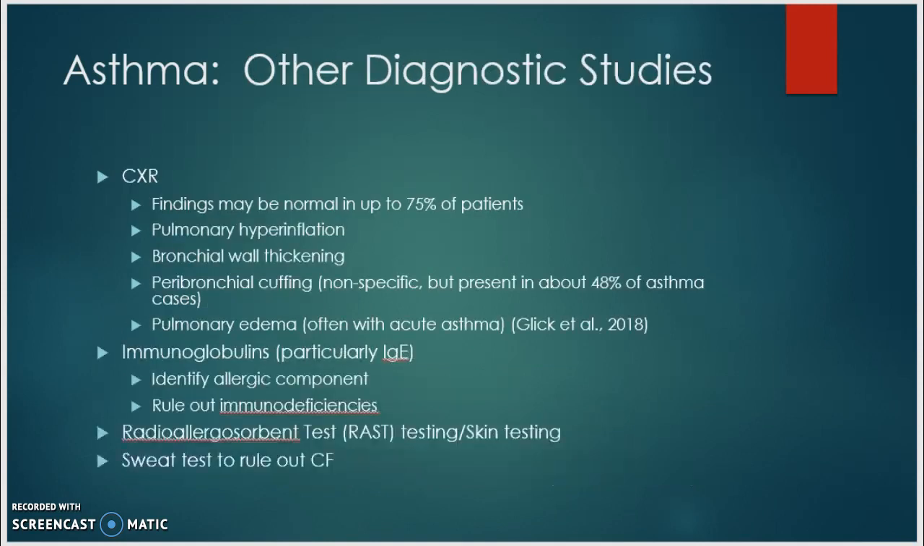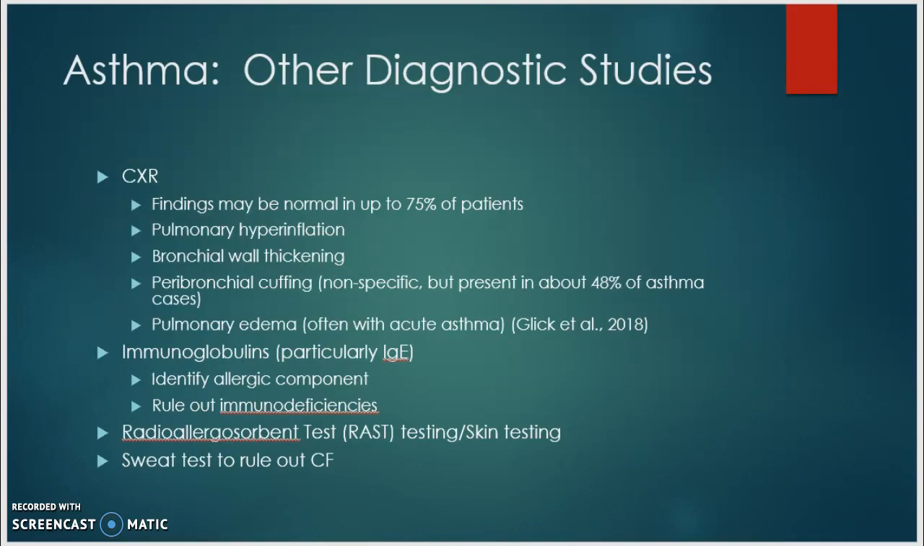Chest X-ray, this is probably not the best way to look at asthma because as you can see, the X-ray is actually going to be normal in about 75% of your patients. You may see if someone does have asthma or wheezing, they may have pulmonary hyperinflation because we're having air trapping going on inside of the lungs, and so you're going to see the angles of the lungs be not as sharp as perhaps they should be. You may see bronchial wall thickening and peribronchial cuffing. This may be a little more nonspecific, but it actually is present in about 48% of all asthma cases. And of course, you may also see pulmonary edema, and this is oftentimes when we have an acute asthma episode going on.